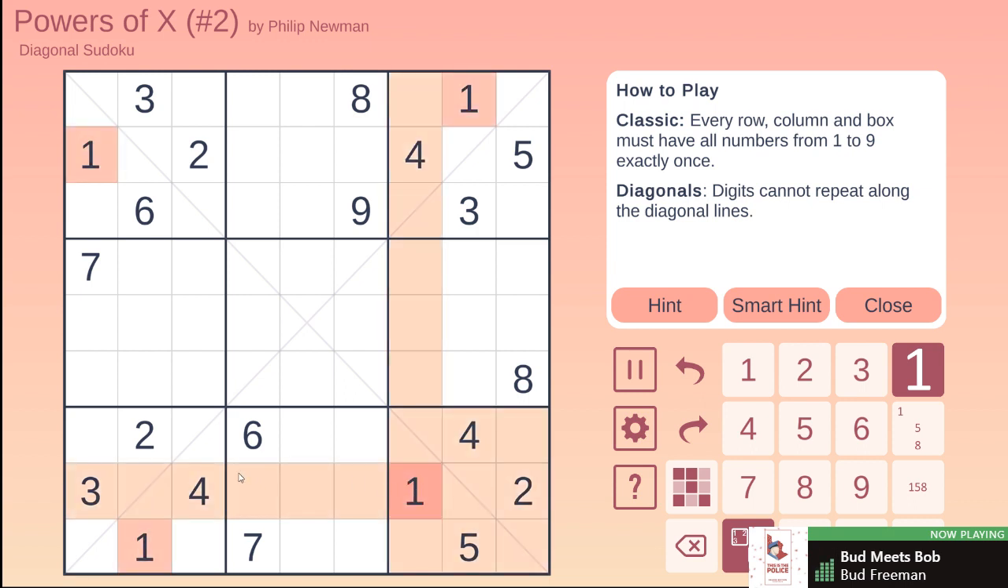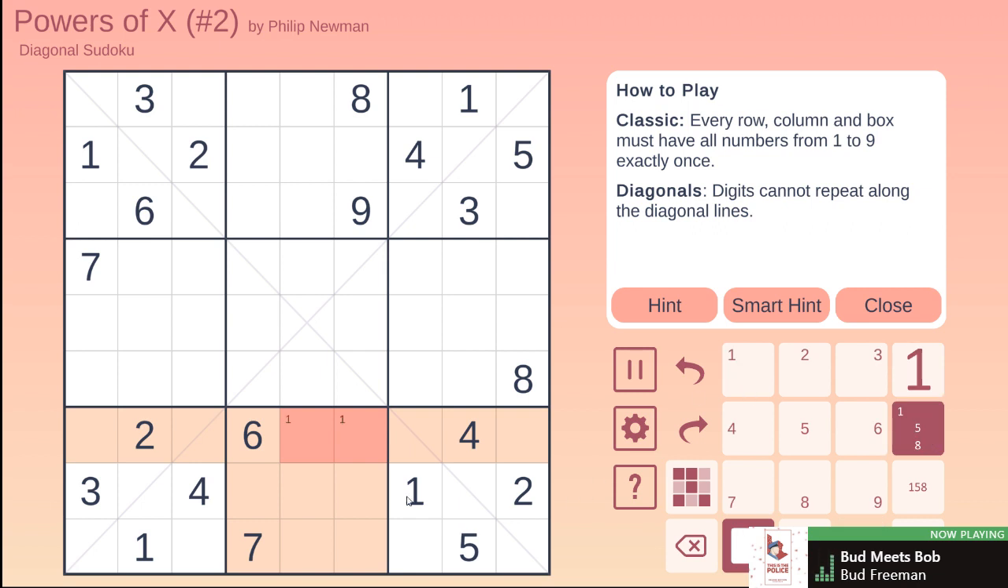Let's start with one of these has to be a 1. I see a lot of 1s, so I'm starting with 1s. One of these has to be a 1. One of these has to be a 1. And one of these has to be a 1. Let's make it a little shape. Okay, that doesn't tell us a lot.